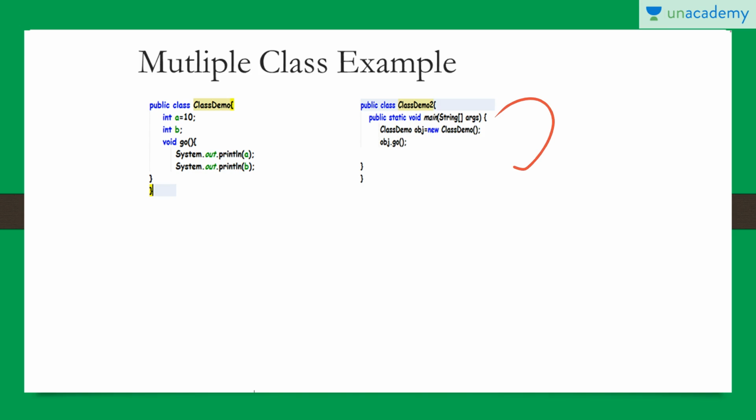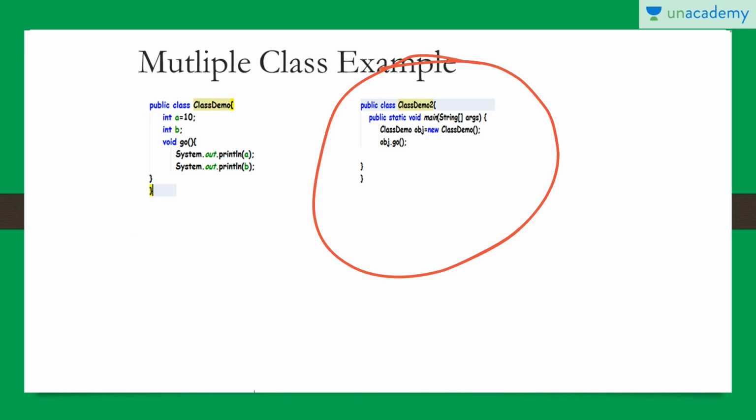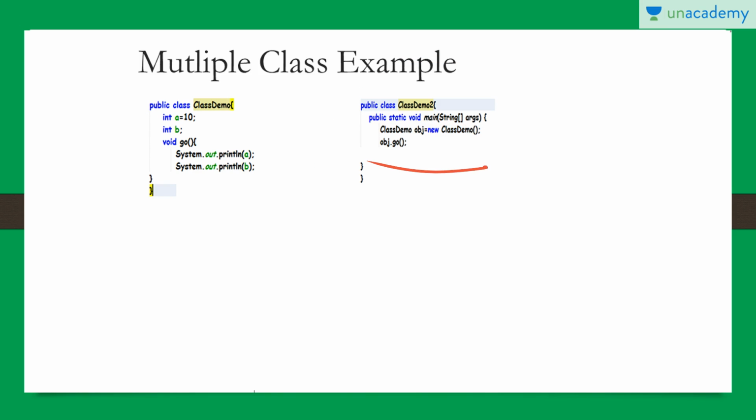When I try to execute, we can't execute the Demo class, because this class does not have a main function. A class without a main function cannot be executed. So we have to execute Demo2. When I execute it, it will first create the object of the class, and after creating its object, it calls obj.go, its function go. So it will print the value of a and b.